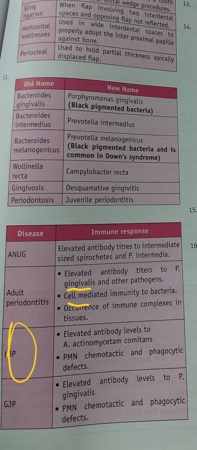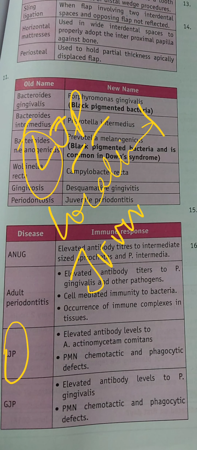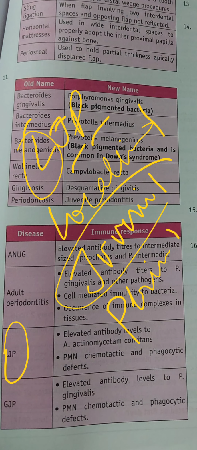Okay, so I also covered it in the second video, but I'll revise it a little for you. LGP is nothing but localized juvenile periodontitis. Okay, so what you need to know is that the juvenile term can be replaced with aggressive. So you can say localized juvenile periodontitis, you can also say localized aggressive periodontitis. Both mean the same thing.